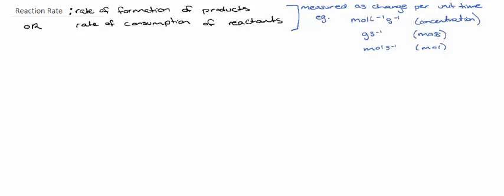What this means is to measure reaction rate, we need to monitor the reaction over a certain period of time and have a look at the change in concentration or mass or amount of substance over that period of time. So quite often that data is collected and graphed, and we can tell a lot about the reaction rate by studying the graph of the reaction over time.